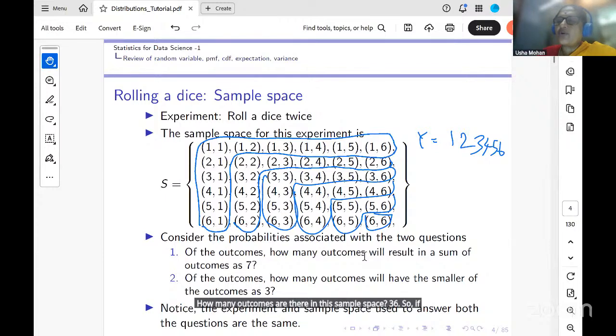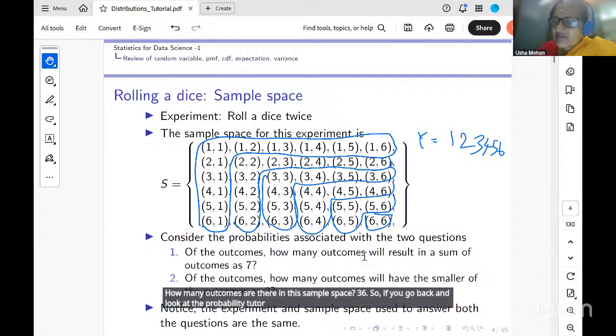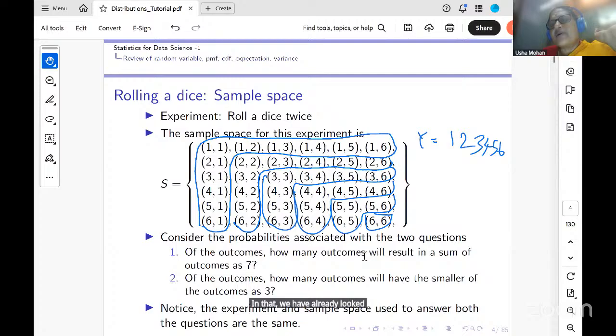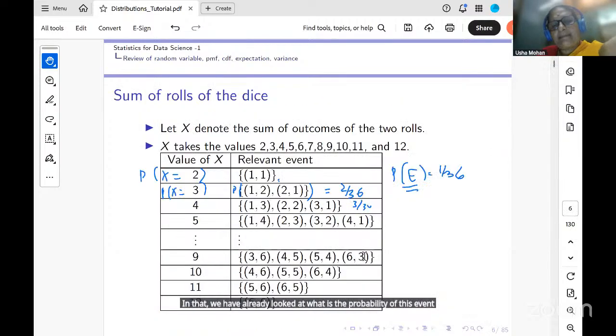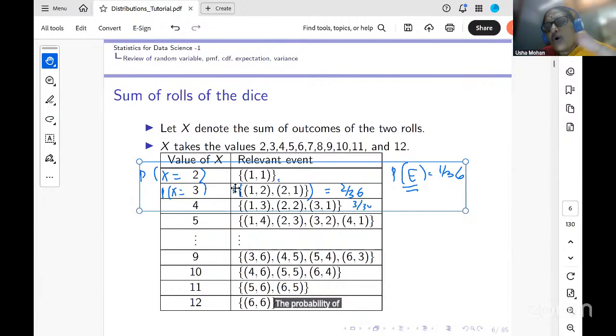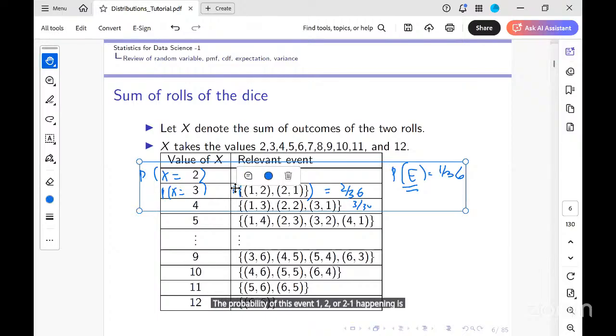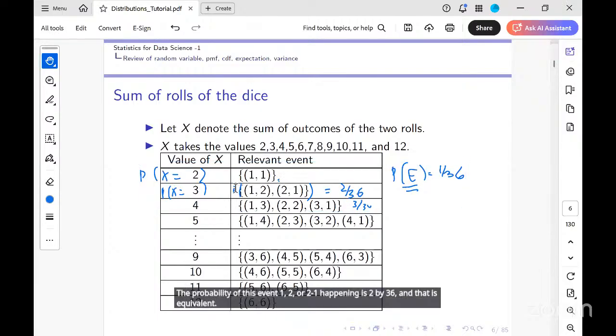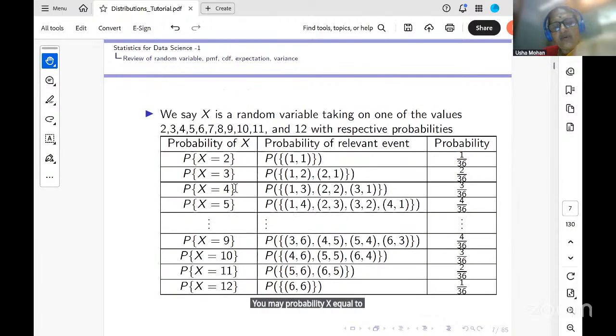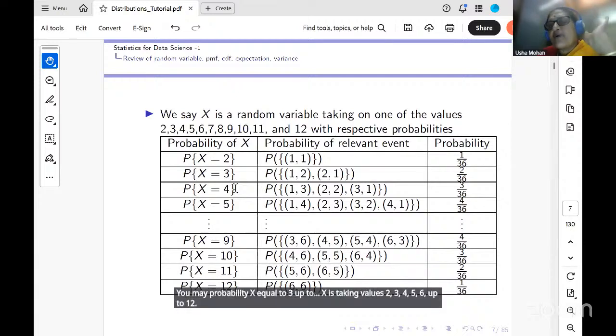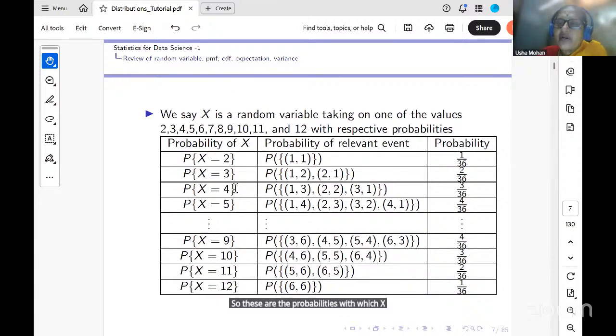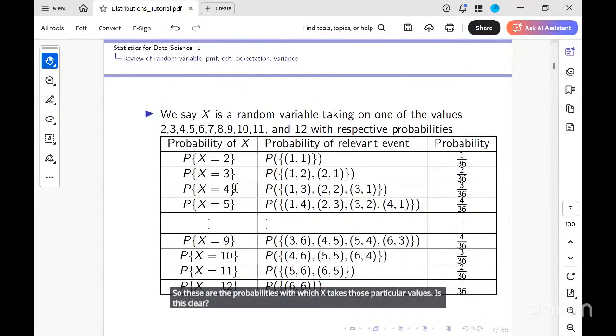If you go back and look at the probability tutorials, we have looked at the same example. In that, we have already looked at the probability of this event 1-1 happening. The probability of this event 1-1 happening is 1 by 36. The probability of this event 1-2 or 2-1 happening is 2 by 36. And that is equivalent to my probability x equal to 3, up to x taking values 2, 3, 4, 5, 6 up to 12. So these are the probabilities with which x takes those particular values. Is this clear?